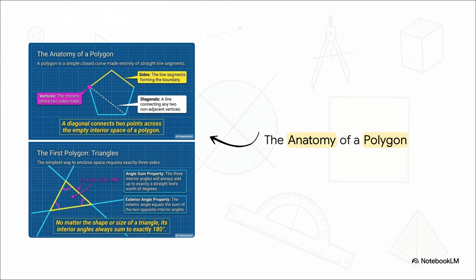Now, when we use exactly 3 sides, we create the very first, most basic polygon, a triangle. And triangles have this magical, universal mathematical rule called the angle sum property. Basically, no matter the shape, size, or weirdness of the triangle, its 3 inside angles will always add up to exactly 180 degrees. No exceptions.